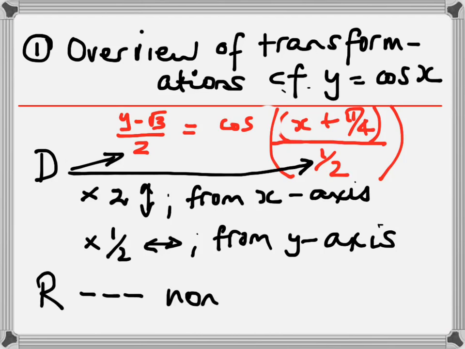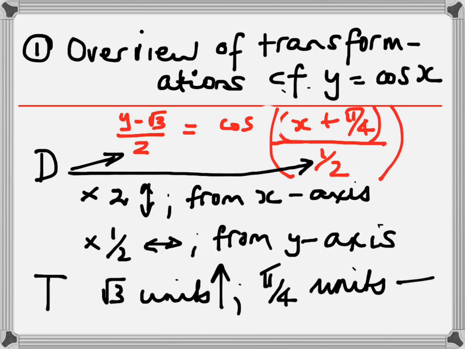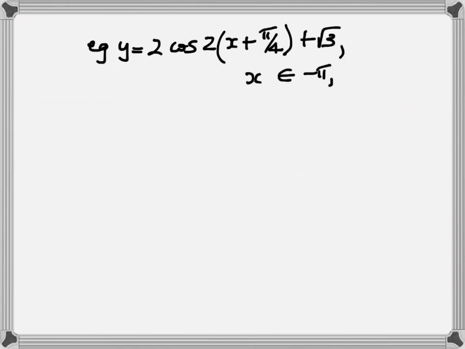Now, as I said, there's no reflections, but there are 2 translations. So what might they be? Yes, there's root 3 units up in the y direction and pi on 4 units to the left in the negative x direction. Now, let's rock and roll and get this sorted out.